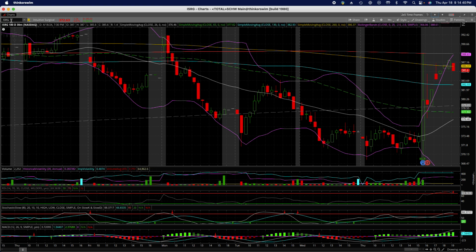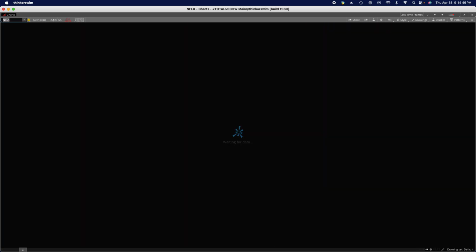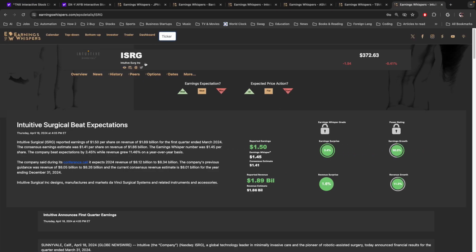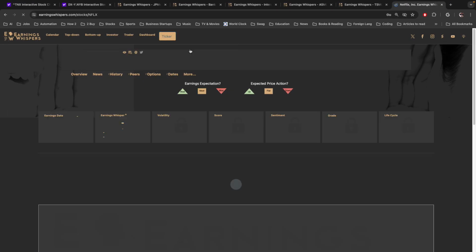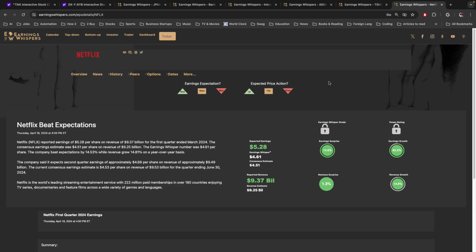And then we'll also pull up Netflix. All right, so Netflix, they reported today. Gonna have to pull the ticker up here. They had both top and bottom line beats. The second quarter guidance was above consensus for earnings, but below for revenue. And it looks like they are selling off after hours.